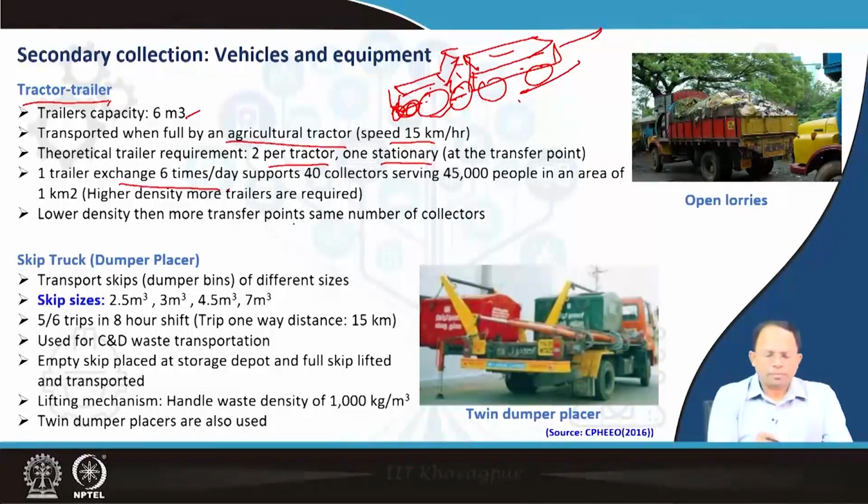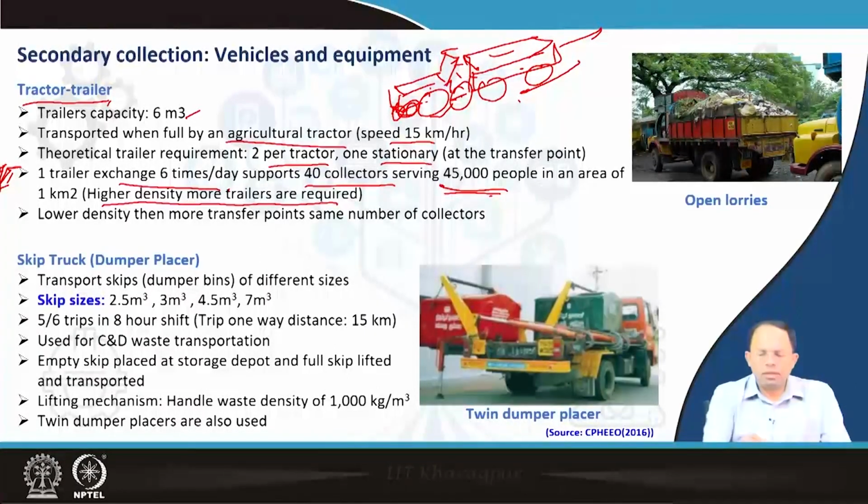It can support at least 40 waste collectors for primary collection, serving around 45,000 people in an area of 1 square kilometer. This is a very specific case, you can take it as a case study. So for 45,000 people, 40 waste collectors are required. All these waste collectors bring the waste to the secondary storage area, which is a waiting trailer, and the trailer is exchanged 6 times a day.